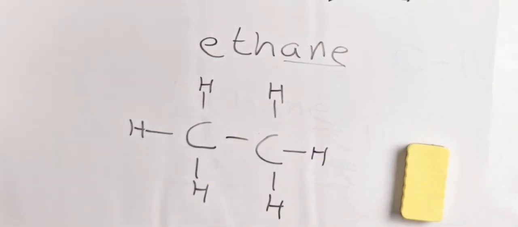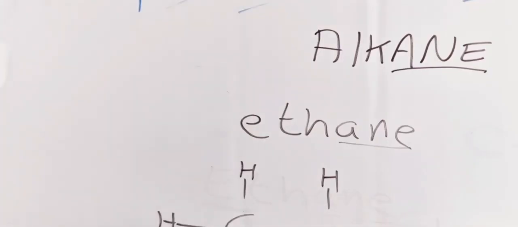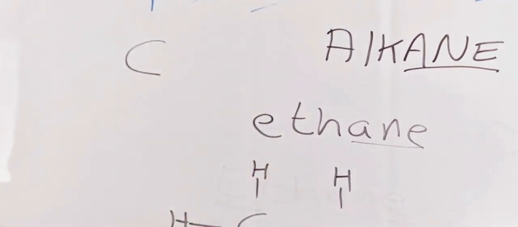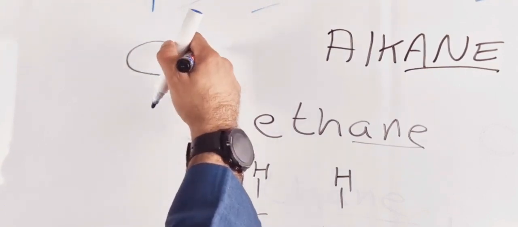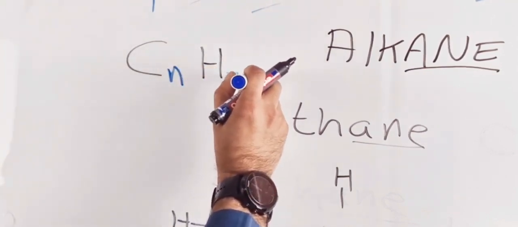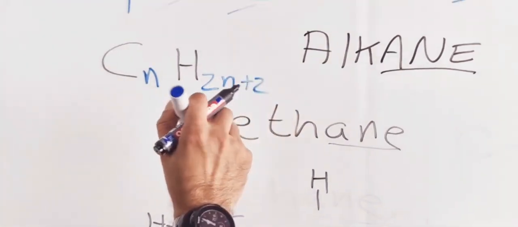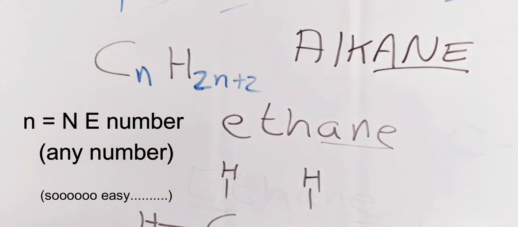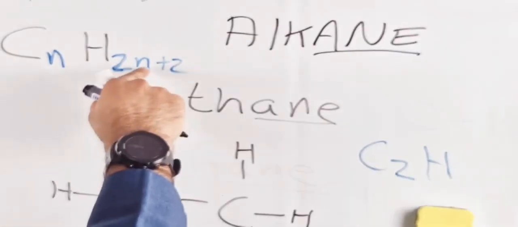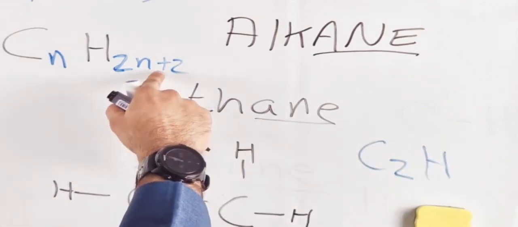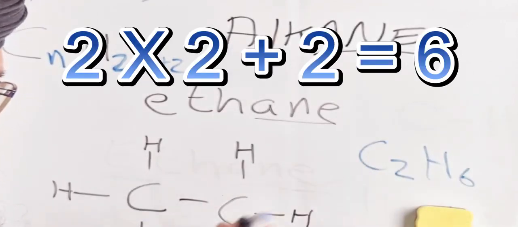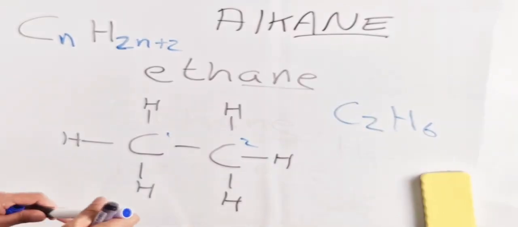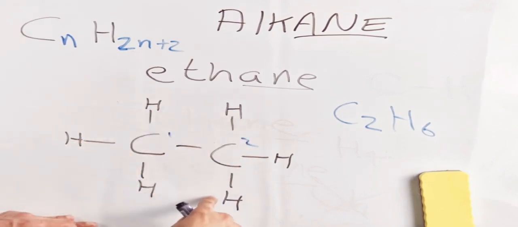Now, a way to remember this, I'm going to teach you a formula which you must learn and practice. The formula is CnH2n+2. n means any number. Any number. 2 multiplied by 2, which is 4. 4 plus 2 is 6. H6. So 2 carbons, that's 1 carbon, that's 2 carbons, 6 hydrogens. 1, 2, 3, 4, 5, 6 hydrogens.